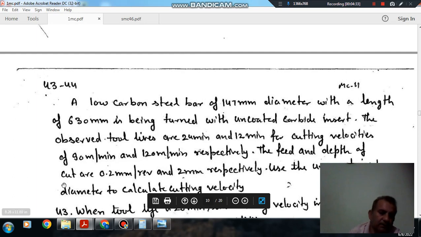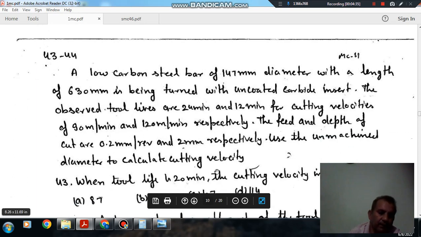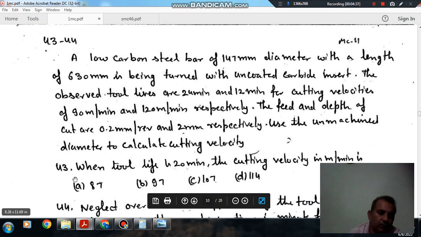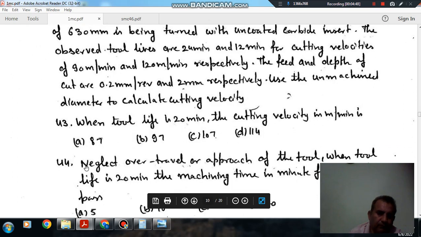Use the unmachined diameter to calculate the cutting velocity. Question number 43. When the tool life is 20 minutes, the cutting velocity in meters per minute is: option A 87, option B 97, option C 107, option D 114.